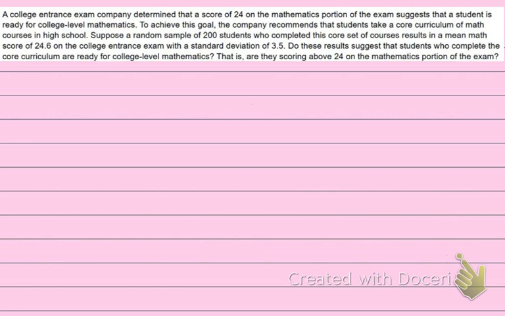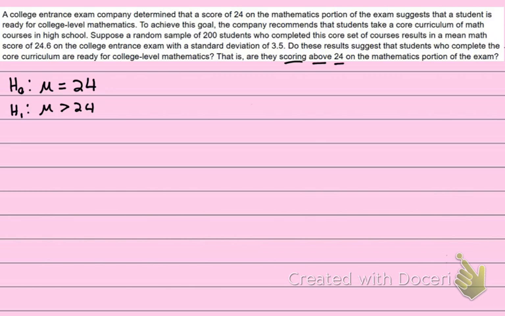Okay, so these students are taking a college entrance exam, and our null hypothesis is going to be the status quo about the mean. And they tell us that the mean score is 24. Okay, that's our status quo. We just assume that that's what it is. But we think that our students are scoring above 24. So our alternative hypothesis is going to be that mu, our population mean, is greater than 24. All right, so a few things to note about this.